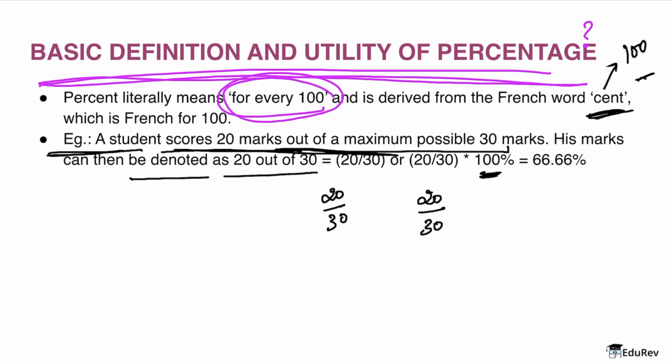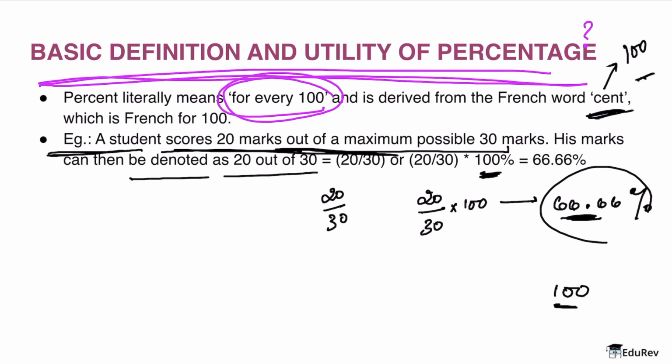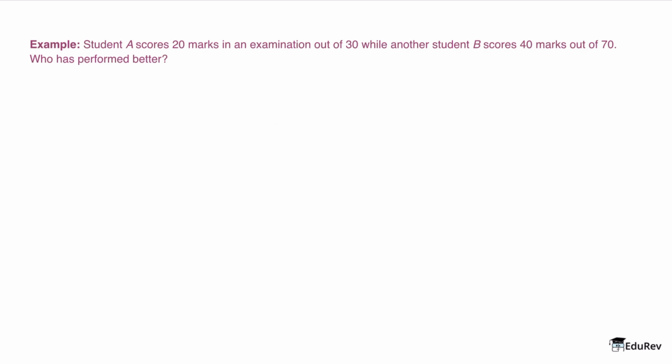And when I talk about out of 100, I can multiply it by 100 and the answer is going to be 66%. So that means out of 100, that student actually scored 66% when he got 20 marks out of 30 marks. Alright, so his percentage is 66%. Let's understand this with yet another example.